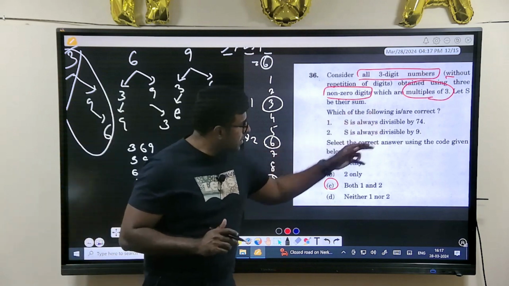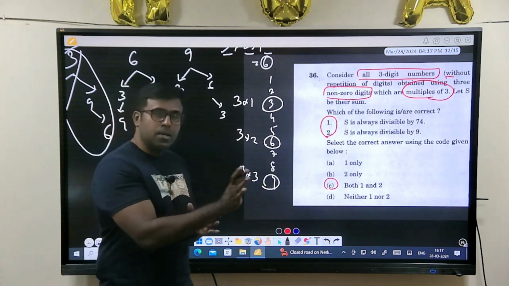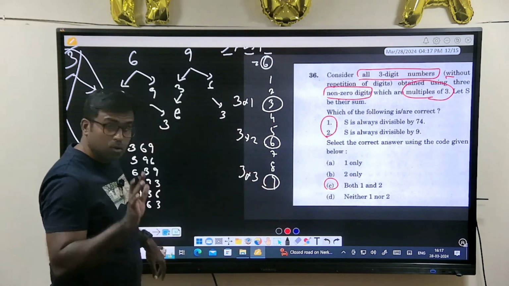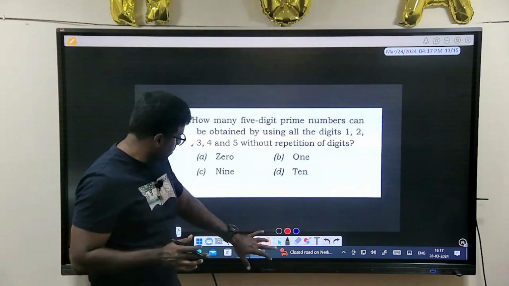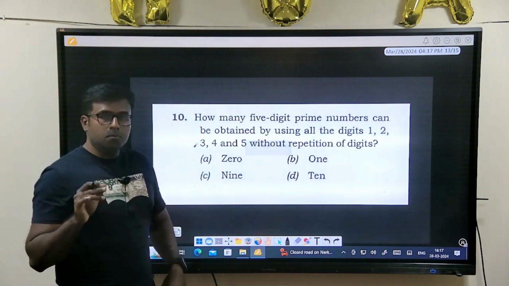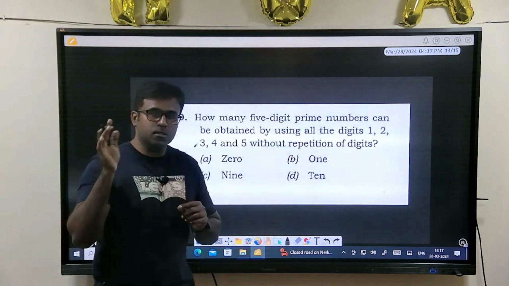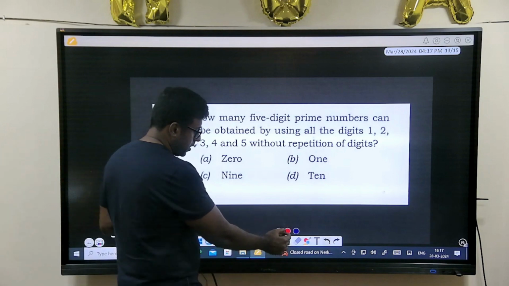This factor logic is also very, very significant. It is being asked in several questions. That also you should check. Maybe we will make some other video on factors. Because the divisibility of numbers also forms a very important part of the questions that have been asked in CSAT.